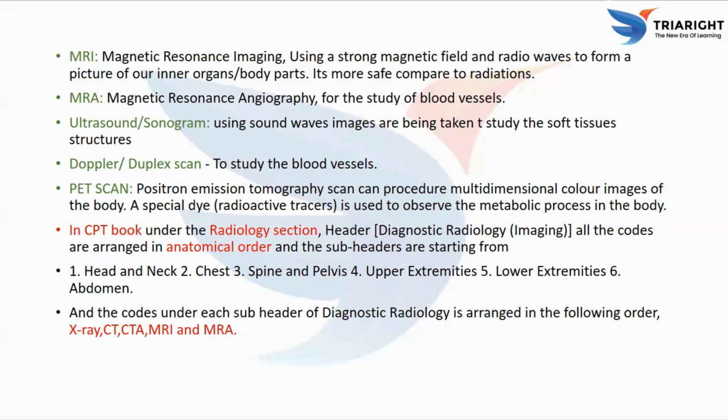What is the order of the codes under each subheader? Within each anatomical section, CPT follows this fixed modality order: X-ray, next CT followed by CTA, MRI, and finally MRA.